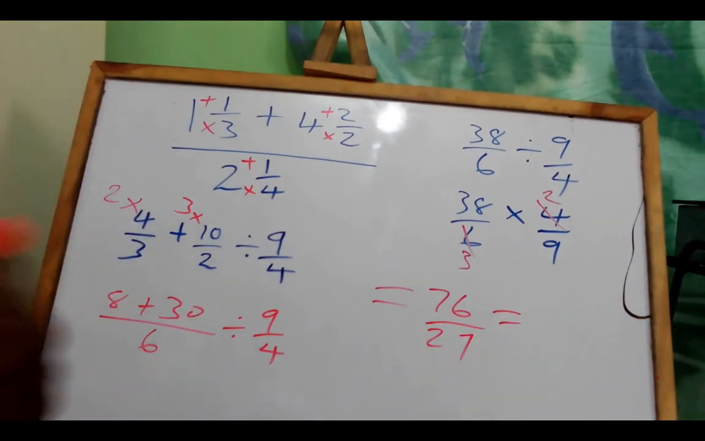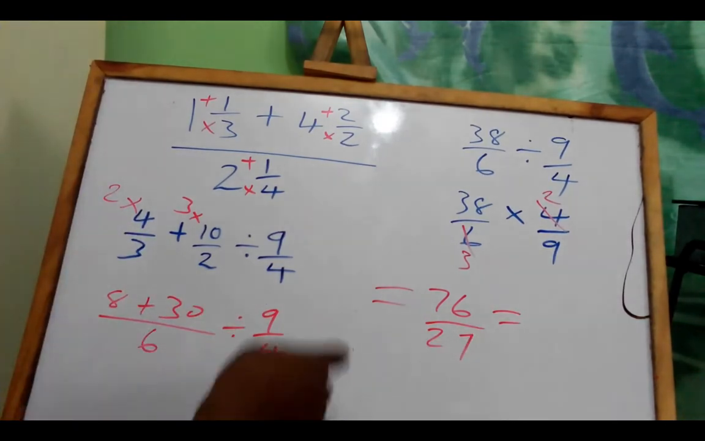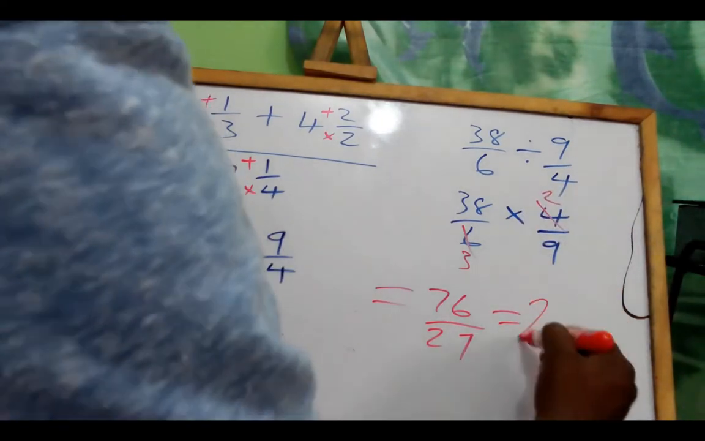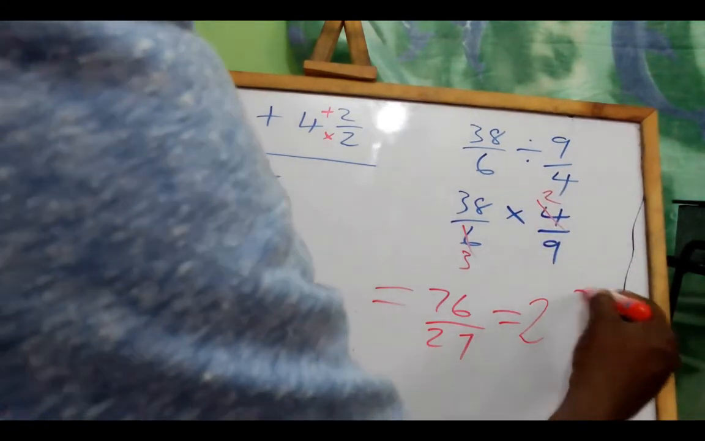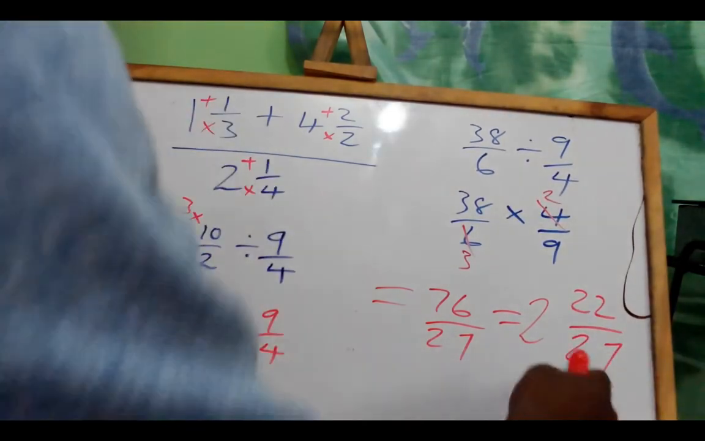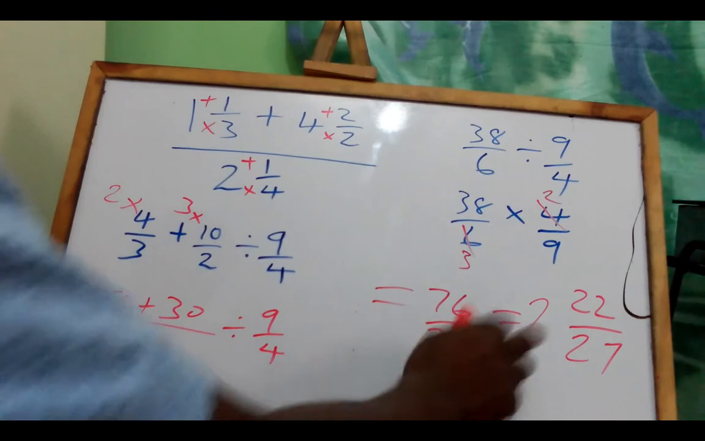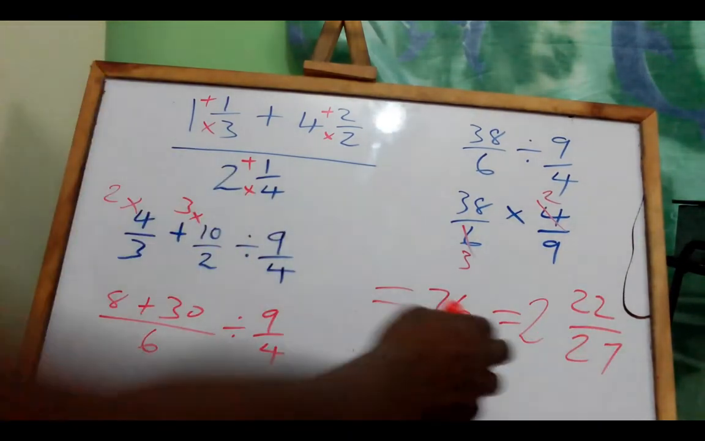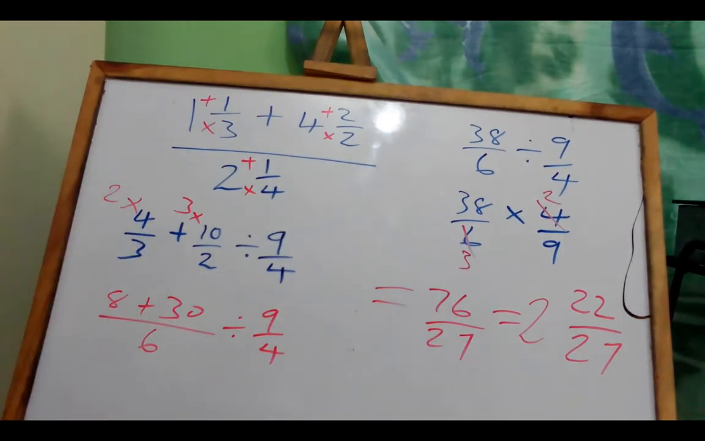So we have an improper fraction. 27 into 76 goes 2 times and the remainder is 22. So we're going to write 27 here. So we have 22 over 27. This is our answer. So this is how we calculate problems like this.